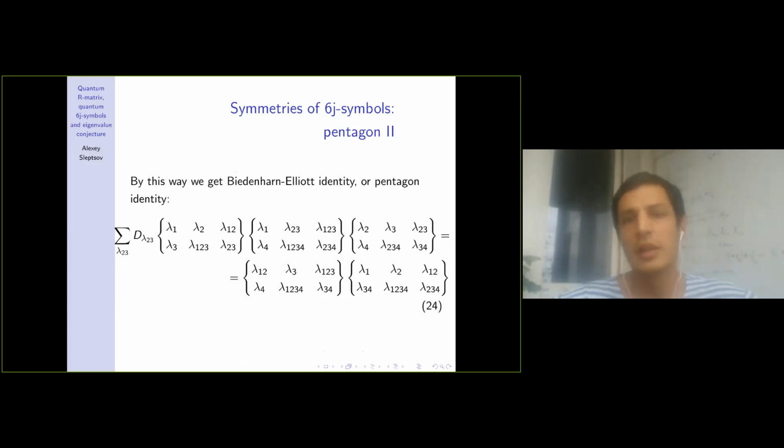It is the famous Pentagon identity, or generalized Biedenharn-Elliott identity. Biedenharn and Elliott discovered this identity in the 1950s for the classical SL2 algebra, but it turns out that this property can be generalized for quantum and arbitrary SLN in just the same way.